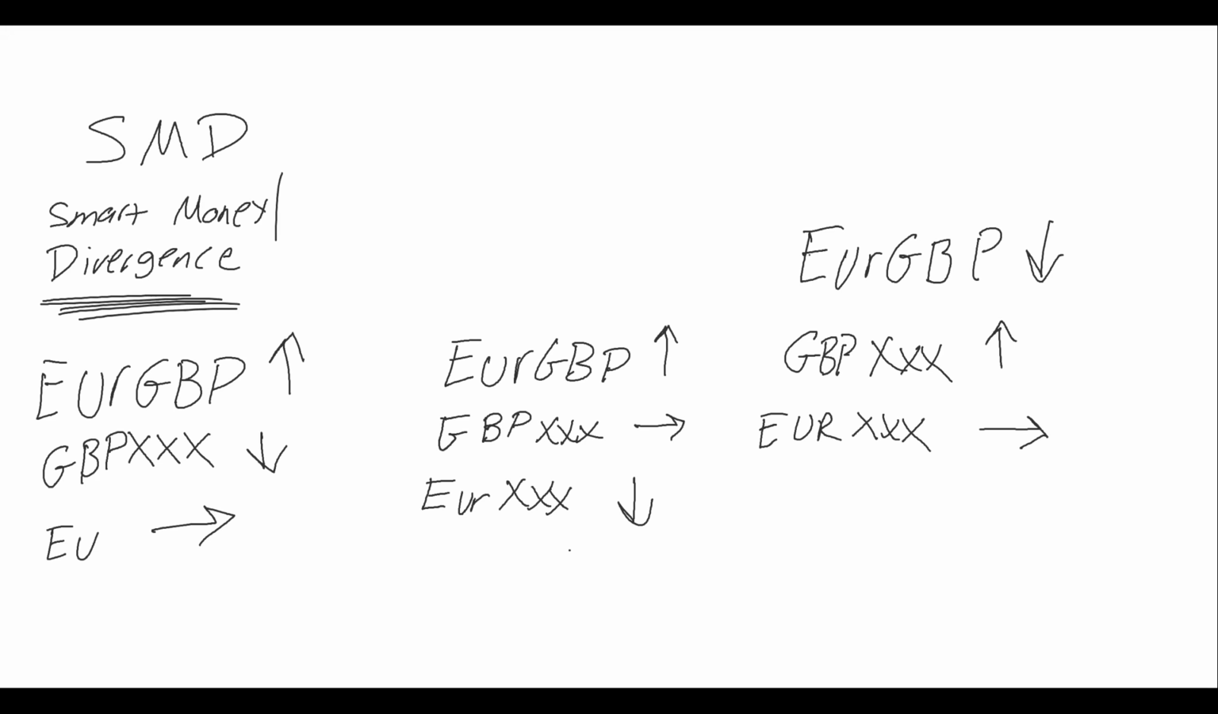Now, on that same note, we can flip this, right, and say if Euro XXX starts going up, GBP XXX will consolidate. It's the same thing. That is smart money divergence. Those are really the only pairs that I want you guys to learn, because if the dollar is down, here's a very simplistic note. Let's do it this way too.